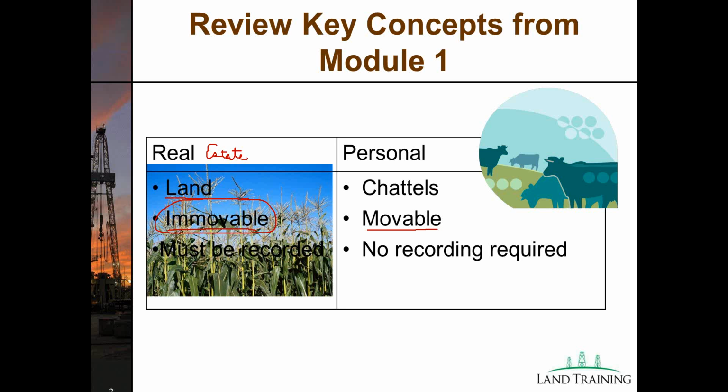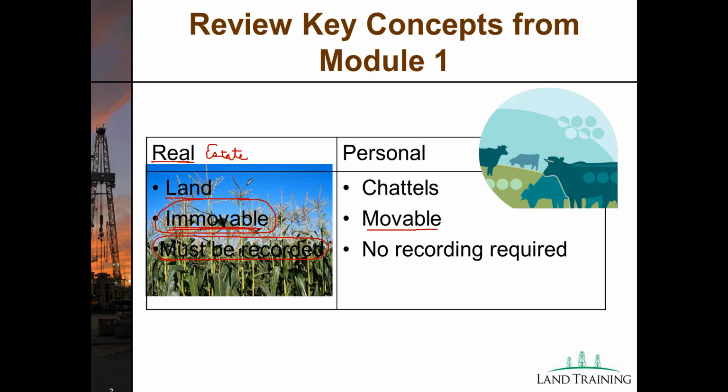So why is this relevant to our study of oil and gas? Well, it's relevant because oil and gas is considered real property. Even though you can physically drill it and take it away, when it is in the ground, it is considered real property, immovable property. And the significance is that if it's real property, it's got to be recorded to be binding against third parties. So anytime we're dealing with the sale or the conveyance or the mortgage or the lease of real property, of oil and gas on the land, those documents need to be recorded to be binding against third parties.